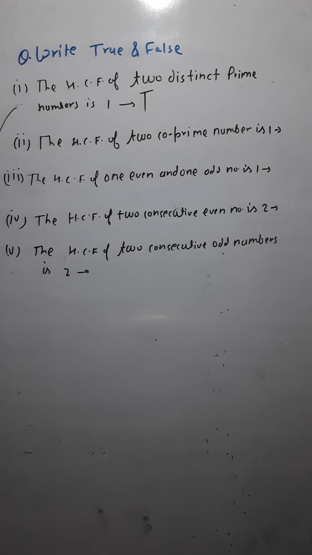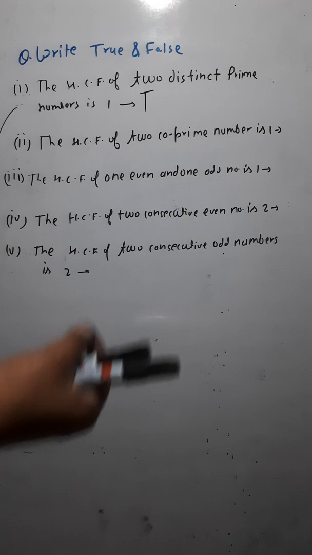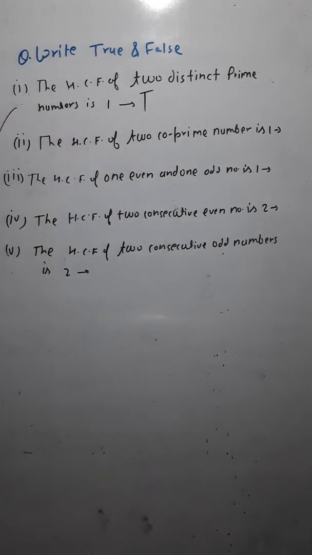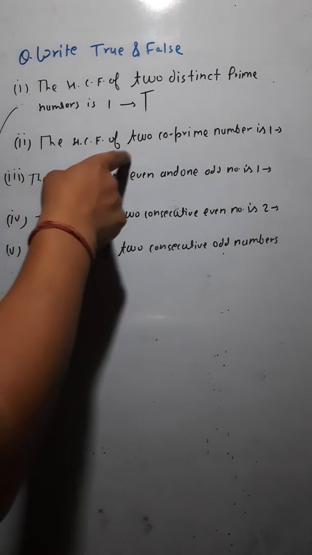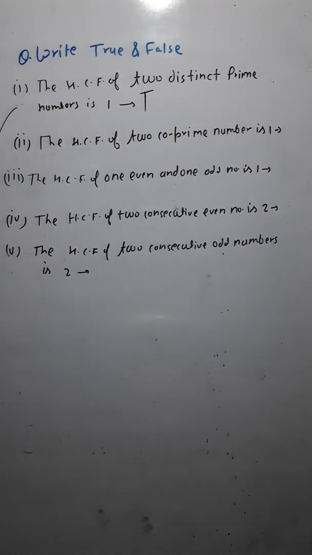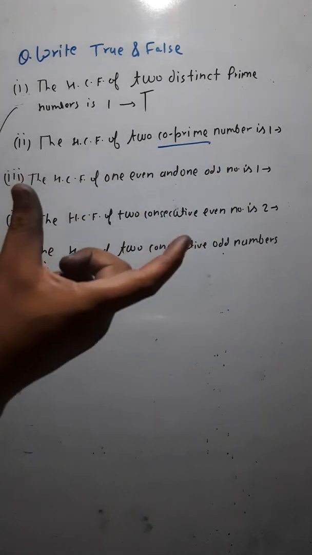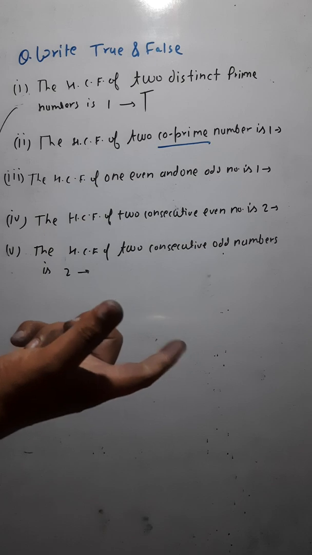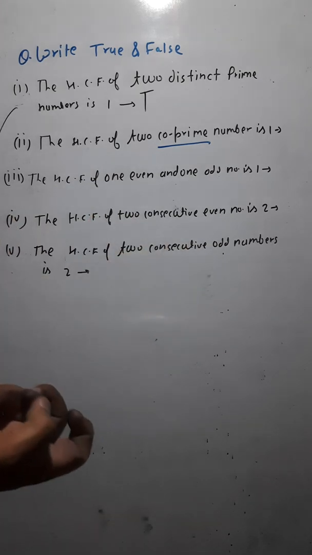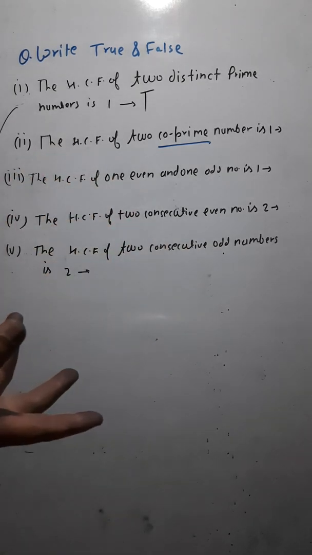Two numbers are known as co-prime numbers if they have one as a common factor, and in between them there should be a composite number. That I have already told you. So the HCF of two co-prime numbers is 1. HCF means highest common factor. The definition of co-prime numbers is: two numbers are co-prime if their common factor is 1. So if the common factor is 1, the HCF is also 1, because HCF is all about the common factors.